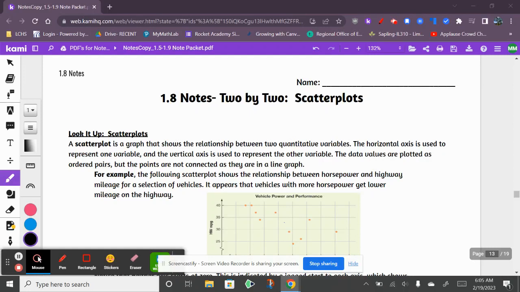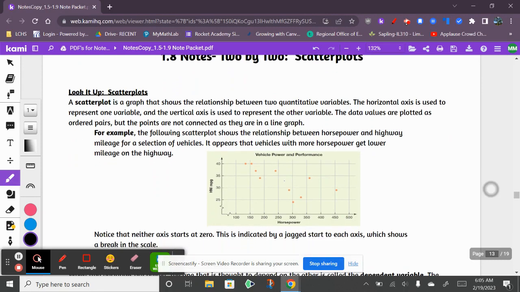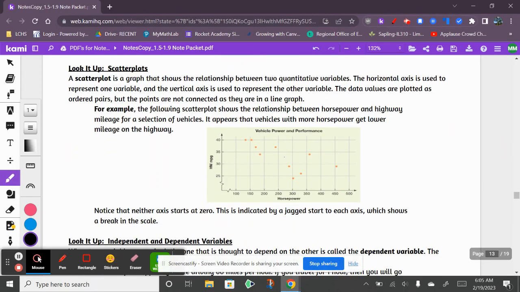Hi everyone, this is your 1.8 notes on scatter plots. A scatter plot is a graph that shows the relationship between two quantitative variables. The horizontal axis is used to represent one variable, and the vertical axis is used to represent the other variable. The data points are plotted as ordered pairs. These ones are not connected as they are in a line graph.